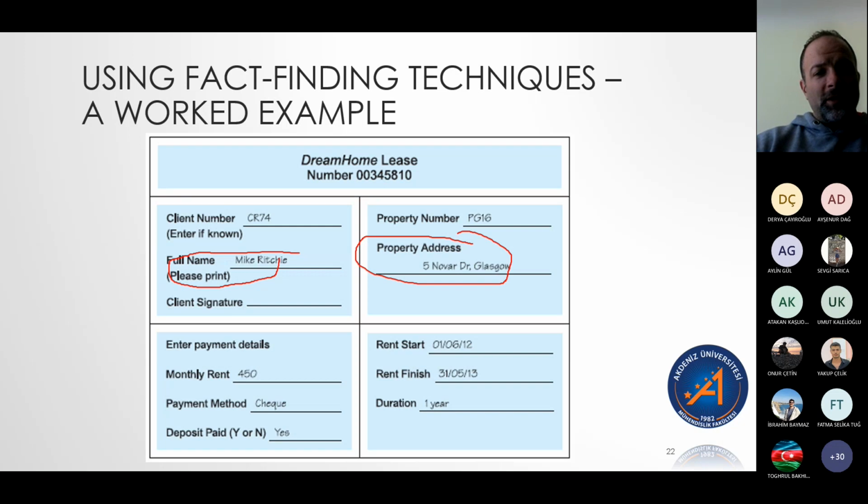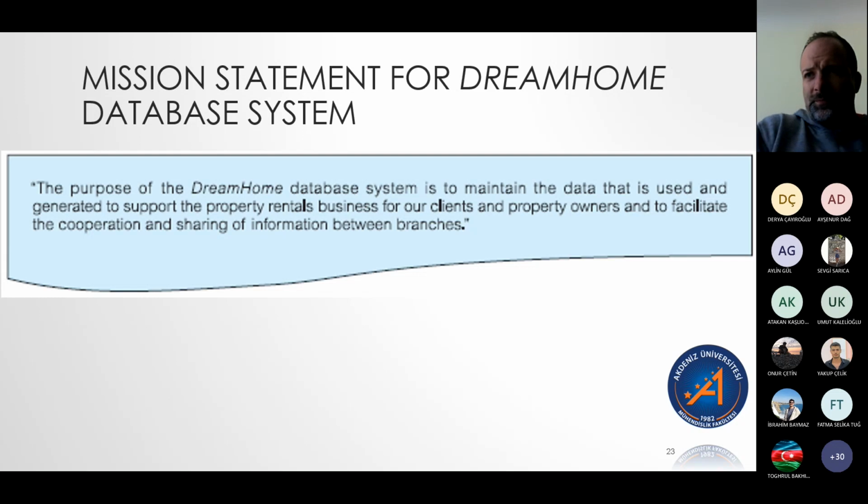So far, we've only looked at the forms, but there's other information that we could look at too. We could look at the nouns in the mission statement, such as: the purpose of the Dream Home database system is to maintain the data that is used and generated to support the property rentals business for our clients and property owners, and to facilitate the cooperation and sharing of information between branches. Now, that doesn't mean that that's all the tables that we'll have. In fact, we will have other tables, but from this mission statement we can get an idea of the tables and in some cases the attributes, but mostly the tables that will exist in our final system, or at least something that represents the tables.